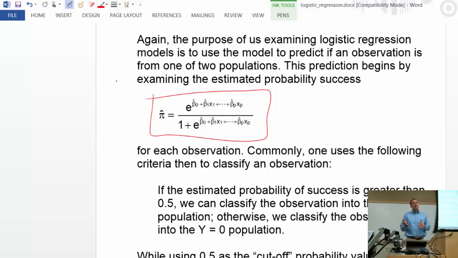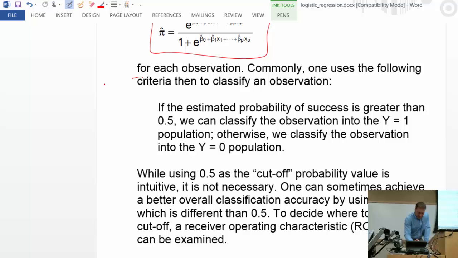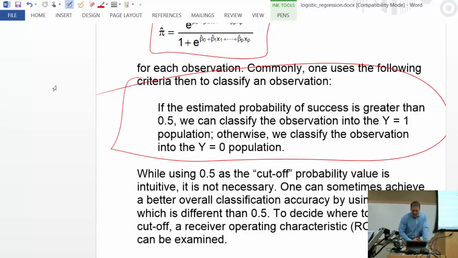Now, how do you make the decision of, should I classify this observation as going to be a success, or should I predict it as a failure? Well, here's the most common way that it's done. And I kind of brought this up last time too. If the estimated probability of success is greater than 0.5, classify it as a success, or y equal 1. If pi hat is less than 0.5, predict it as a failure. Very, very simple. Makes sense. You're making the prediction corresponding to what has the highest probability of happening.